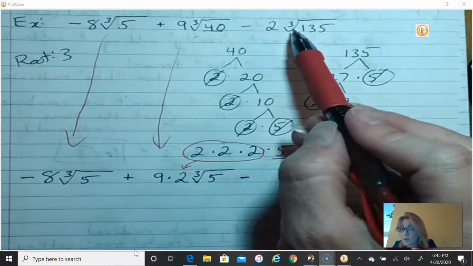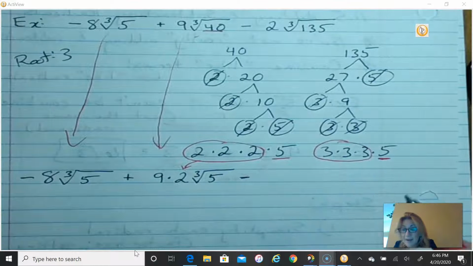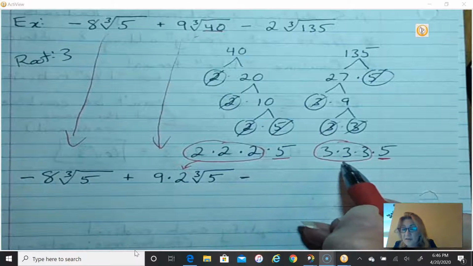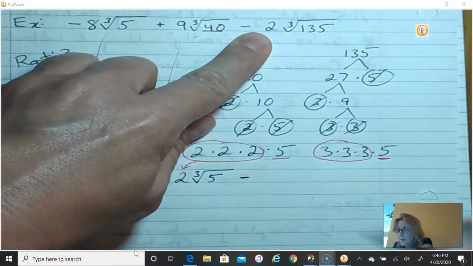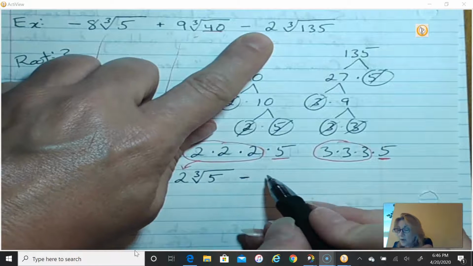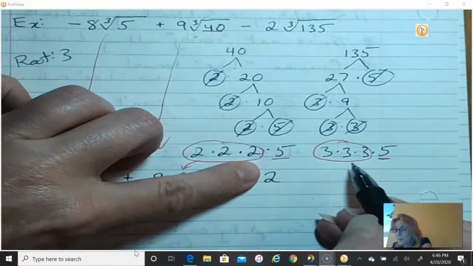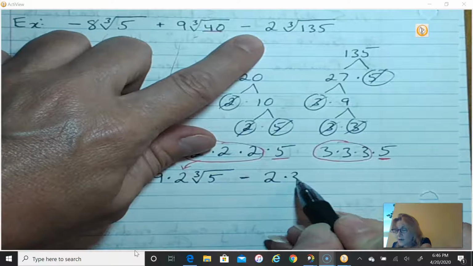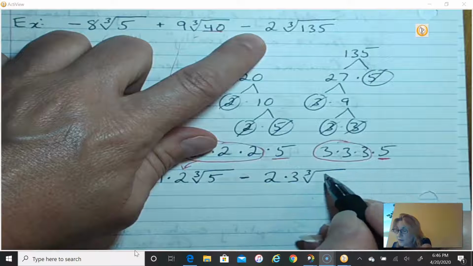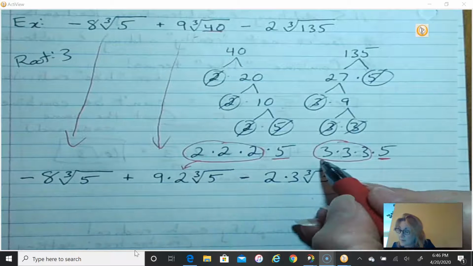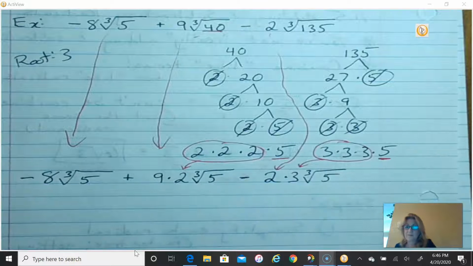All right, again, my root is 3. So I'm circling my 3. This is my leftover. This is going to go on the outside. That's going to go on the inside. Notice that 2. So I have minus. I'm bringing that 2 down, just like I did that 9. That 3 is going to go right here. It's going to be multiplied. Then I do my cube root of 5 goes there. So that 2 goes right there.